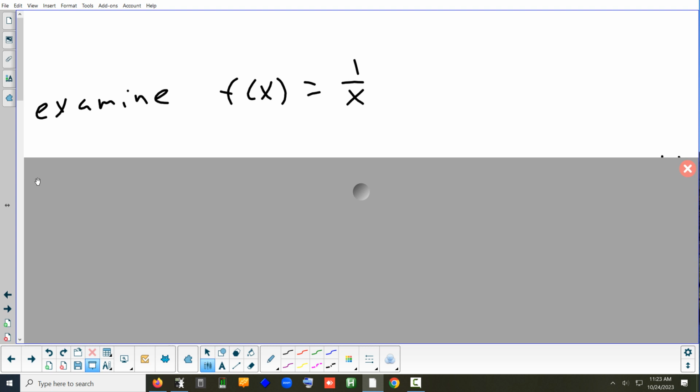All right. So now we talked about the horizontal. Let's think a little bit more about another kind of asymptote. What number are you not allowed to use for x in this case? 0. Yeah, you can't use 0.